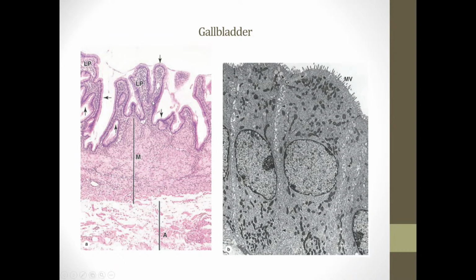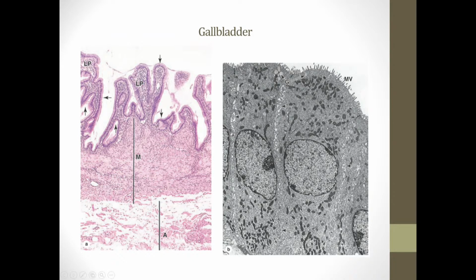Yes, lamina propria. So, gallbladder wall: mucosa. The submucosa is not well developed here, but the muscularis is well developed, and you can see the adventitia. Also, in some parts there is serosa, but most of the wall is covered by adventitia. So mucosa, muscularis, and adventitia are the main layers of the wall of the gallbladder.